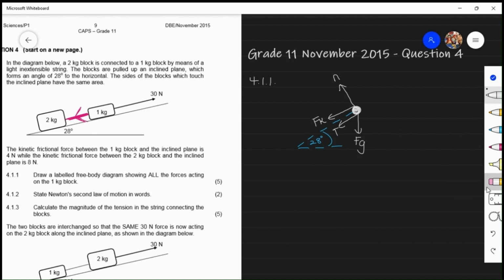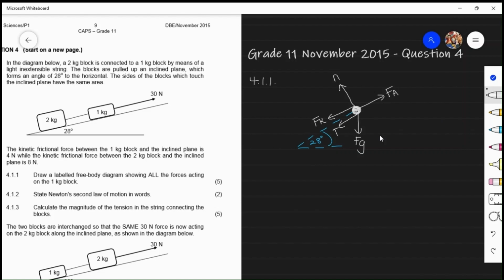Next, we can see that there is an applied force of 30 newtons that is pulling both blocks up the incline. So that is going to be an applied force acting up the incline. So if you notice, we've got applied force, normal force, kinetic frictional force, tension, and gravitational force. That is 5 forces for our 5 marks.